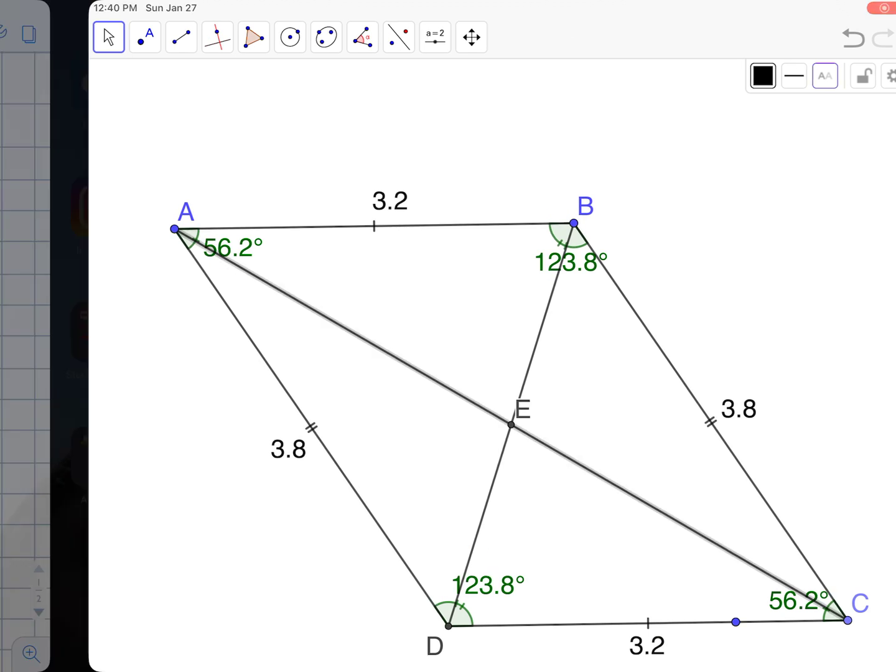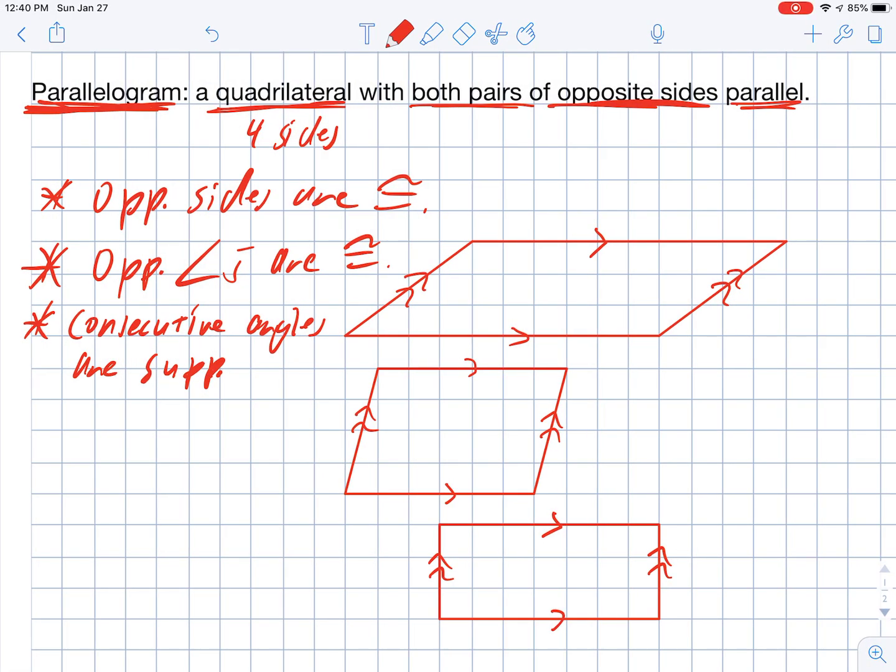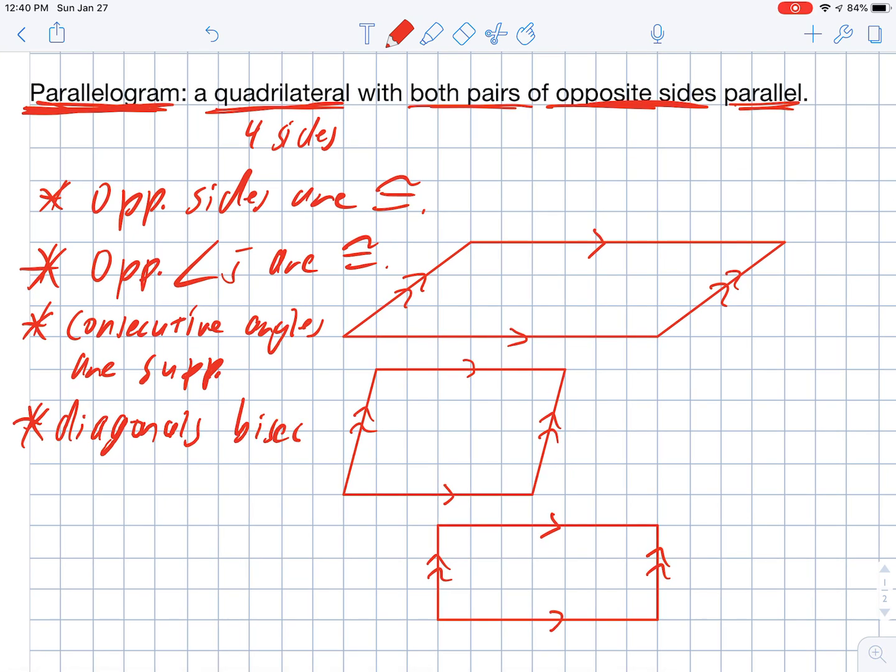So the way we describe that is to say that the diagonals bisect each other. They cut each other into equal parts. So that's another property, another thing that is always true about parallelograms. That's all for now.